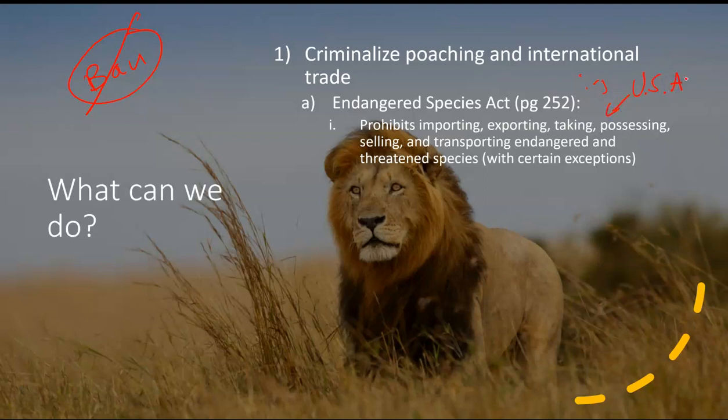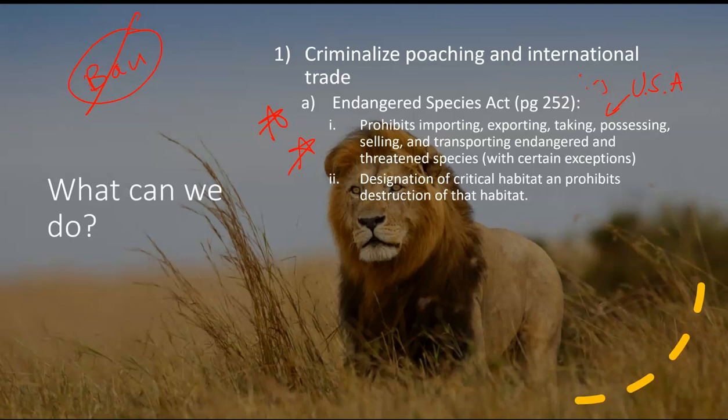USA. This is one of the pieces of legislation you need to know. I'm going to put an extra star by this one, as with the next piece of legislation, so don't gloss over this part. You need to know what we're talking about when we say the Endangered Species Act. This is the USA, first enacted in the early 1970s, and it puts legal teeth behind any sort of importing, exporting, taking, possessing, selling, and transporting endangered and threatened species. Now, there are certain exceptions.